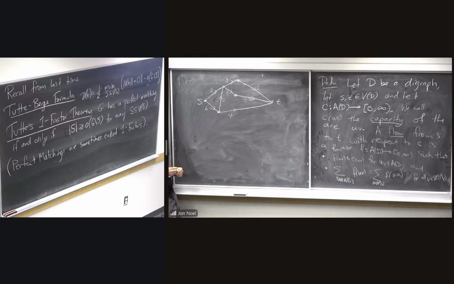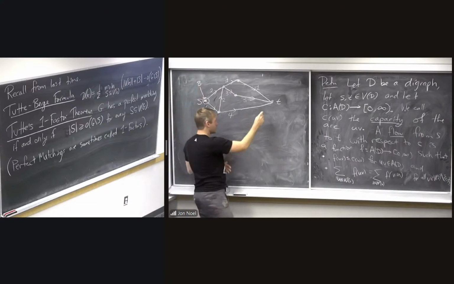Is it clear what a flow is? Okay. And like I said, we're trying to push as much stuff as we can through this network. So we want as much stuff to be flowing from S to T as possible. The amount of stuff flowing out of S in this example would be 8 units of flow, and the amount of stuff going into T is also 8.